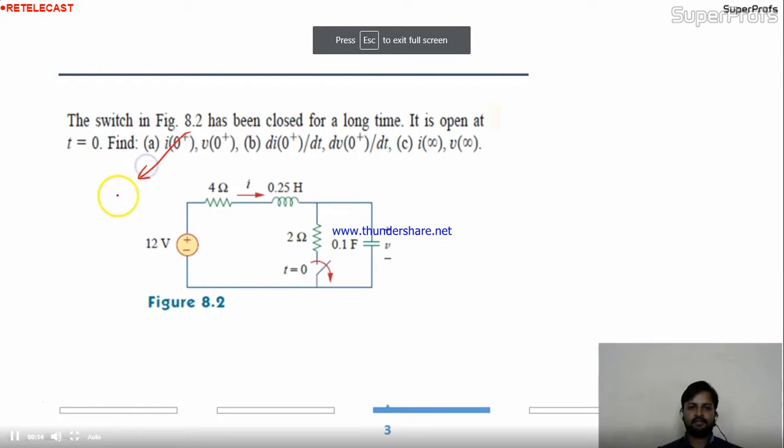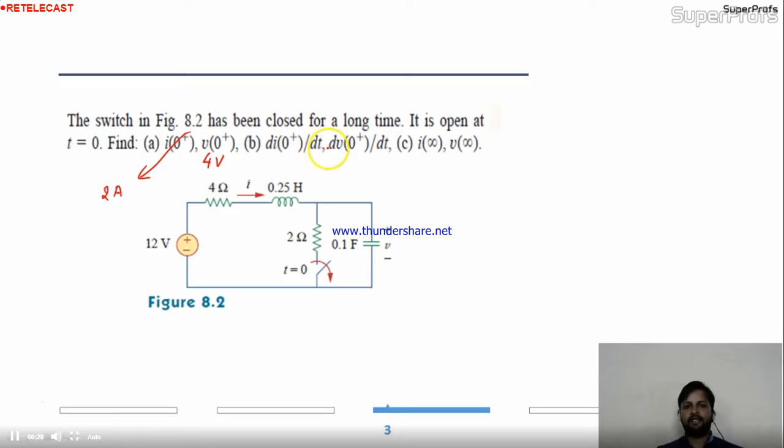Next part of the problem, right? Come to the question. For this question, we already found I0+ was 2 ampere and V0+ was 4 volt, right? Now in the next step, we have to find dI0+/dt and dV0+/dt. And in the third step, I infinity and V infinity, okay?